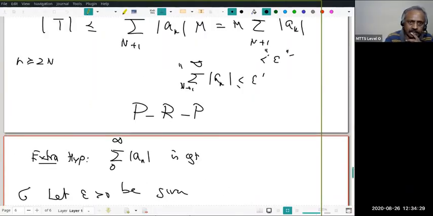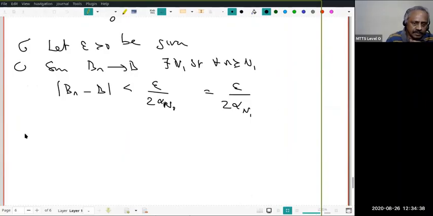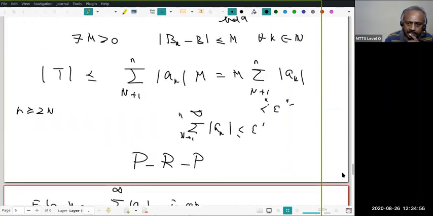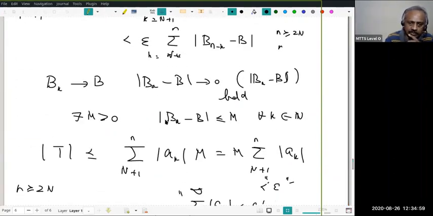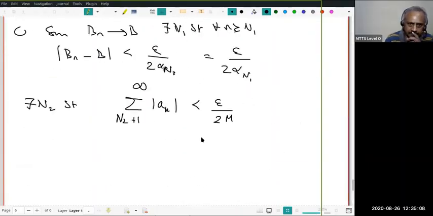Now let's look at the next. What do I want? I want the tail of the absolutely convergent series, mod ak, to be less than epsilon. So given epsilon, there is an n2, so that summation mod ak, k running from n2 plus 1 to infinity, is less than epsilon by 2 I want, but then remember there is also an m. What is that m? That m is the upper bound for the convergent sequence mod bn minus b. Therefore, I want this to be less than epsilon by 2m. You understand?